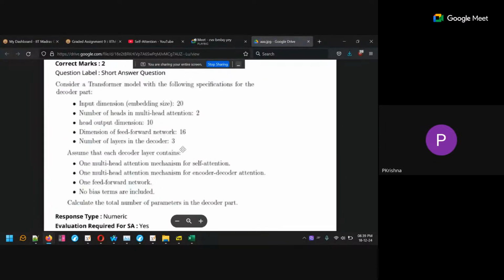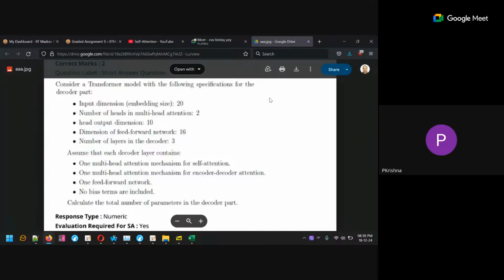So consider a transformer model with the following specifications for the decoder part. Input is this, number of heads is this, head output dimension is this, dimension of feed forward is this, number of layers in the decoder is this. Assume that each decoder layer contains one multi-headed attention mechanism for self-attention, and one for cross-attention. The first part is the masked self-attention, the second part is the cross-attention, then the third part is a feed-forward network. No bias is included. Calculate the total number of parameters.